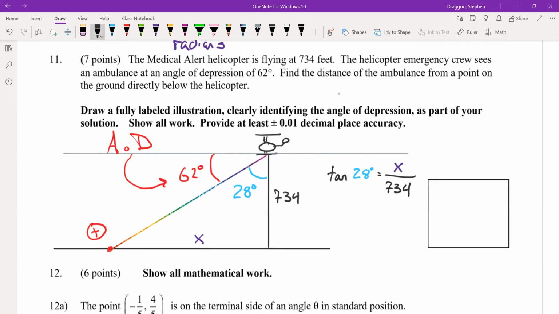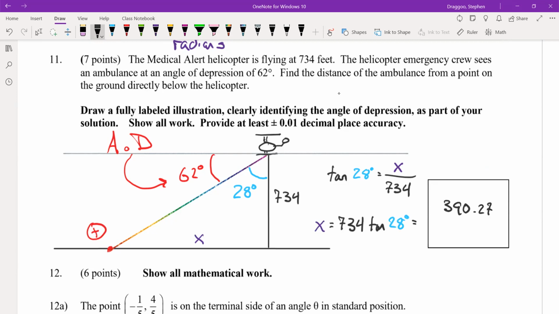And solve that for x. I just need to multiply 734 to the other side. I'll also rewrite it so x is on the left. x is 734 times tangent of 28 degrees. There we are. Just plug that into a calculator, and you should hopefully get 390.27.